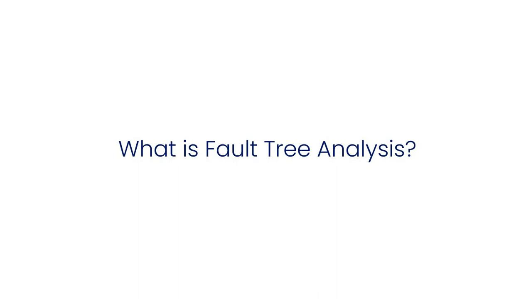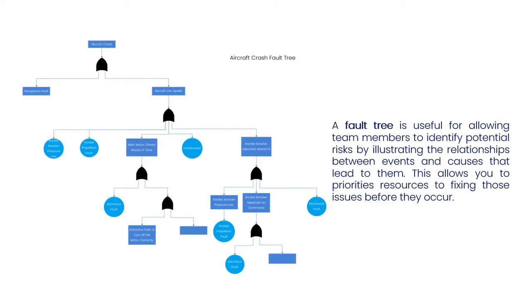In this video, we will learn about fault tree analyses. A fault tree is useful for allowing team members to identify potential risks by illustrating the relationships between events and the causes that lead to them. This allows you to prioritize resources to fix those issues before they occur.